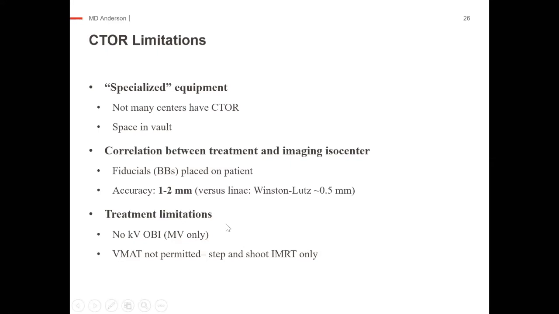And there are vendor enforced treatment limitations as well. We don't have kV onboard imaging. We only have a portal imager, so MV imaging only. And then we're not allowed to use VMAT by the license. So we can do step and shoot IMRT, but we cannot do arcs.